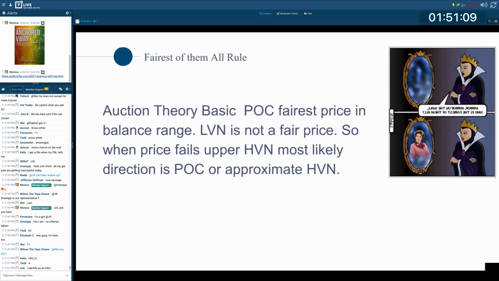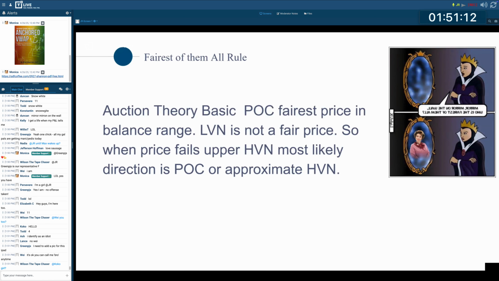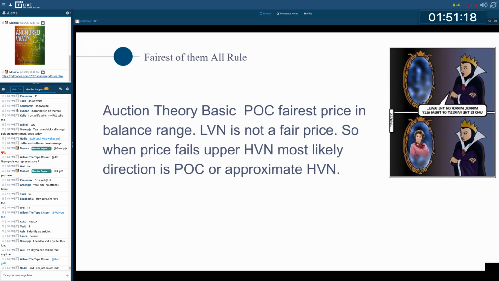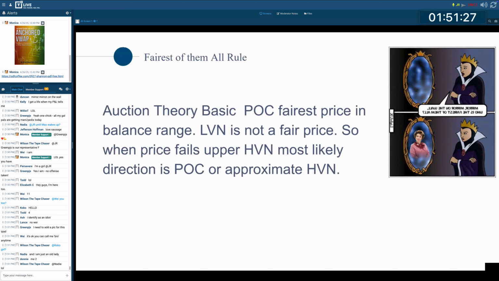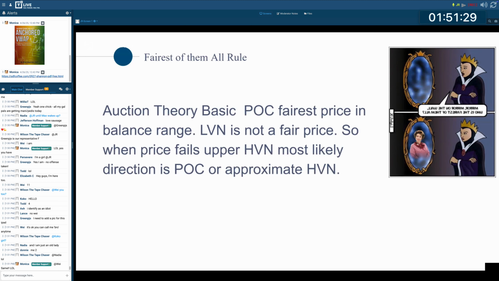Unbelievable. All right, let's get back to business. So, auction theory basics: point of control, fair price, and balance range. The low volume node is not fair price. So when price fails the high volume node, the most likely direction is the POC or an approximate high volume node. This is a really simple concept, okay?